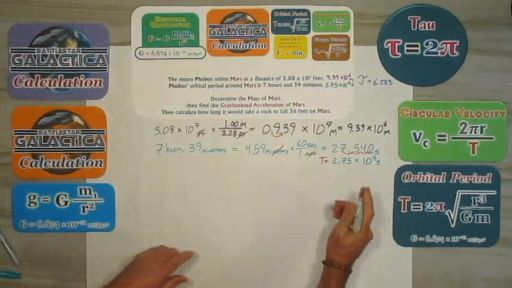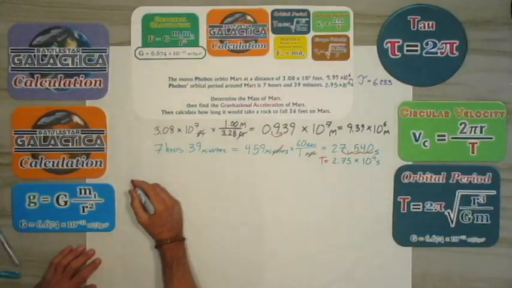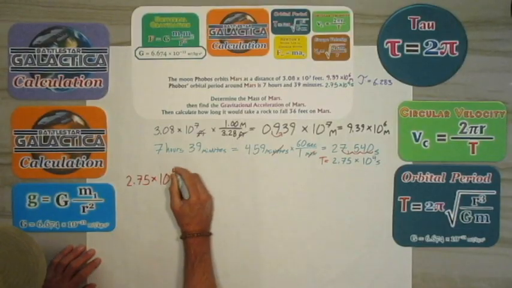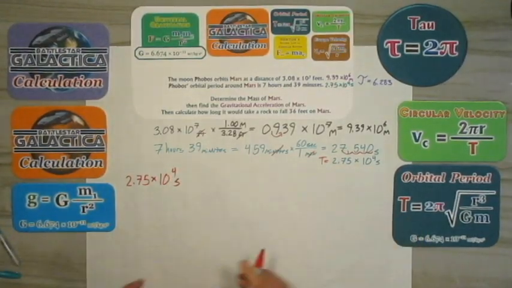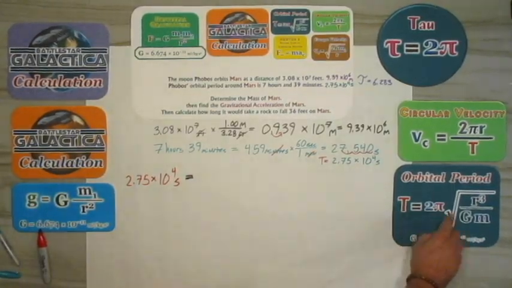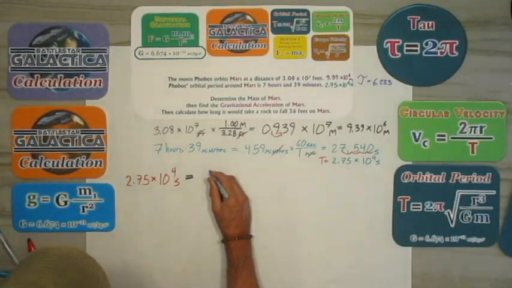So I'm going to put that in place of T, right? Orbital period, okay? So I'm going to put 2.75 times 10 to the 4th seconds. That's this. And then I'm going to write equals, okay? And then 2 pi or tau, okay? And what did we say it was? 6.283?